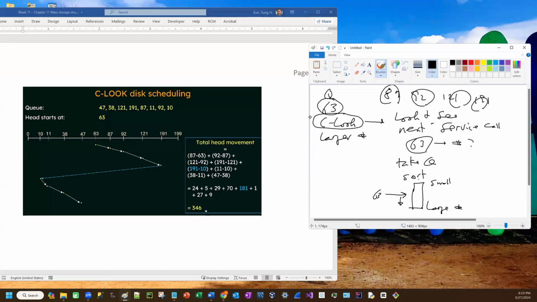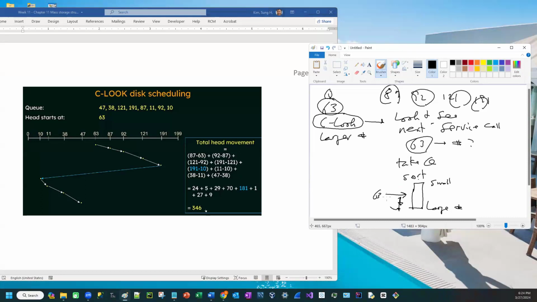But then when you get to the largest number, because you have sorted it, you don't need to go any further. What you do is circular LOOK is what we're looking at. So it goes back to the beginning, all the way back. And in this case, you're going back to the smallest number. So this goes down and then goes back up again and starts from the top to the bottom, up to 63, but not including 63 because that's where we started, right? So that's pretty much what we're doing here. And so starting from the lowest number, in this case 10, 11, and 38, and 47, and you're done.